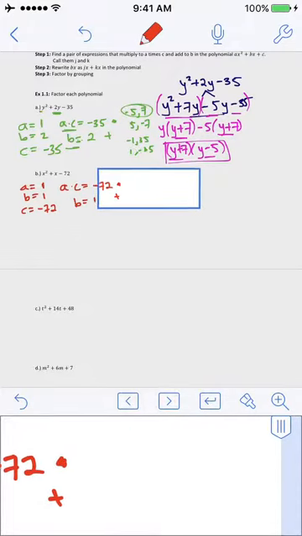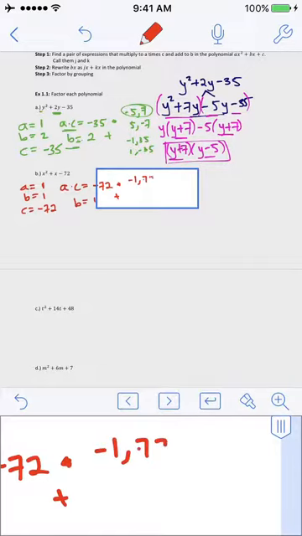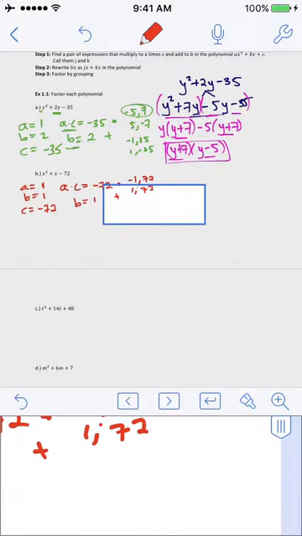Well, that could be tricky. Let's look at all the factors of negative 72. Got negative 1 and 72. I've got 1 and negative 72. Okay, nope, not really working there.